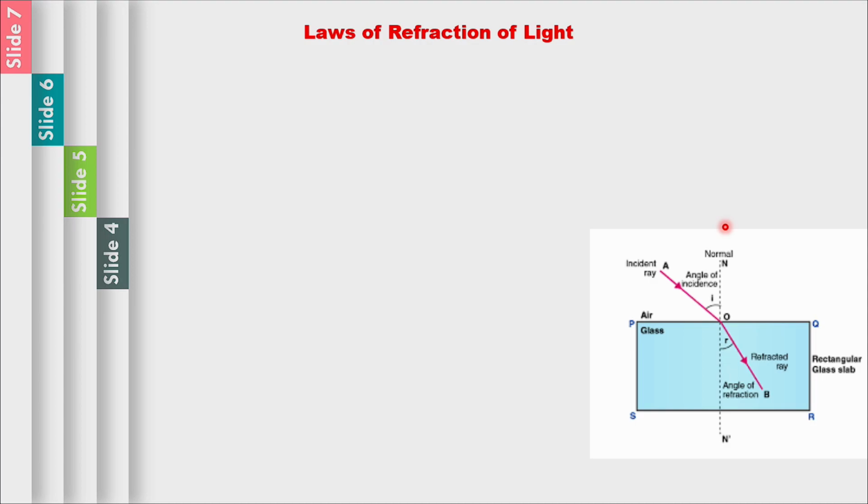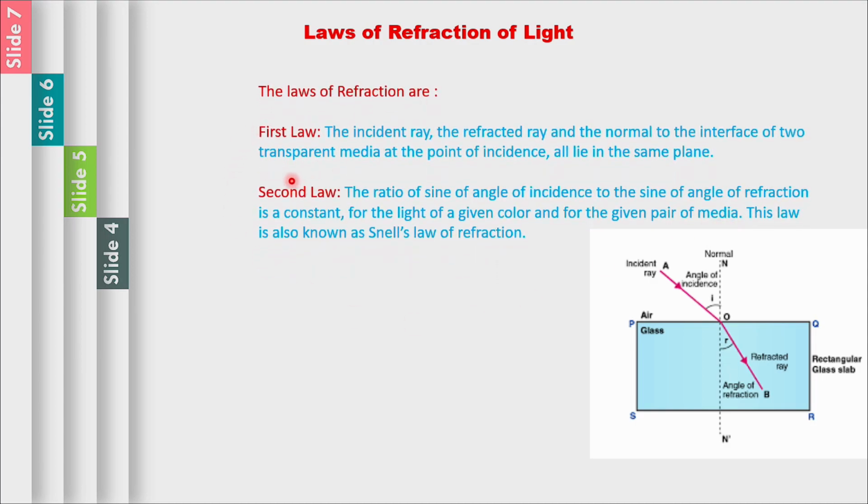Let us discuss the first law. What is the first law? It says that the incident ray OA, the refracted ray OB, and the normal to the interface of the two transparent media at the point of incidence, that is N dash, all lie in the same plane. The incident ray, the refracted ray, and the normal to the interface of the two transparent media at the point of incidence all lie in the same plane.